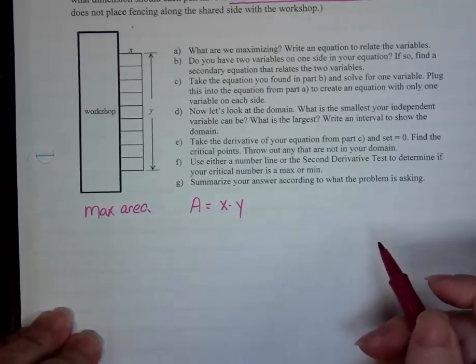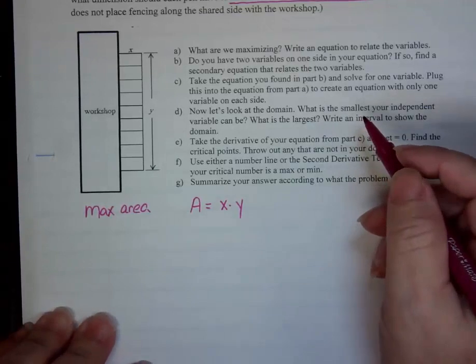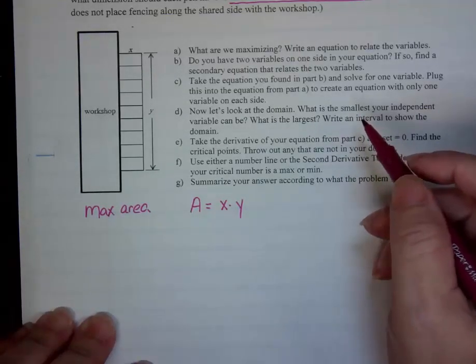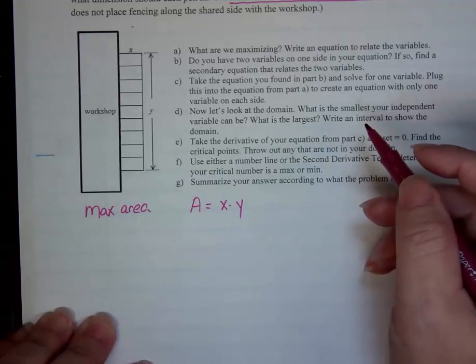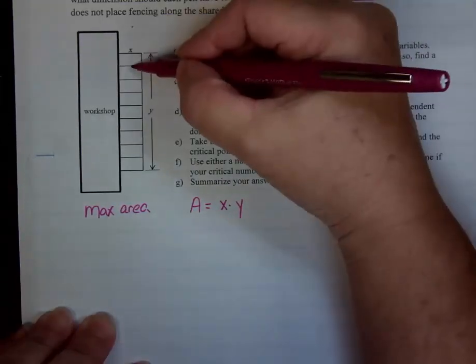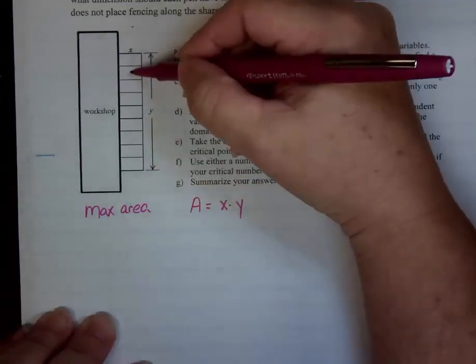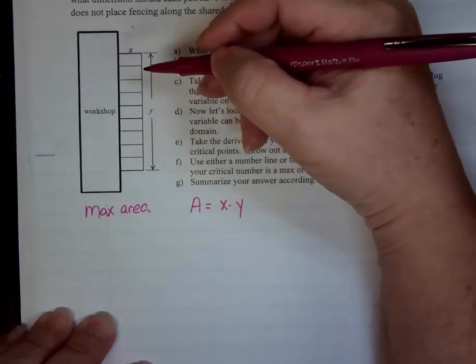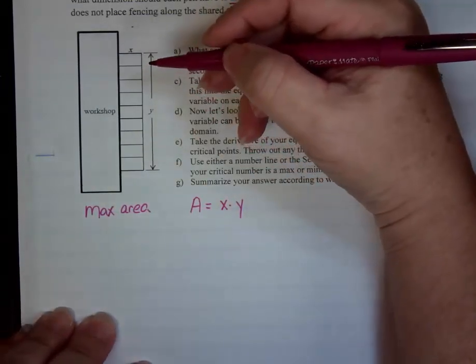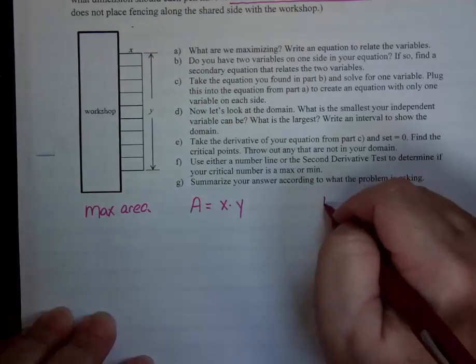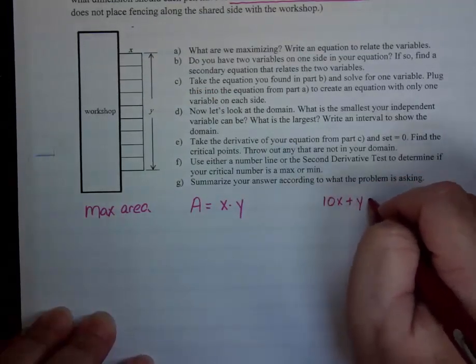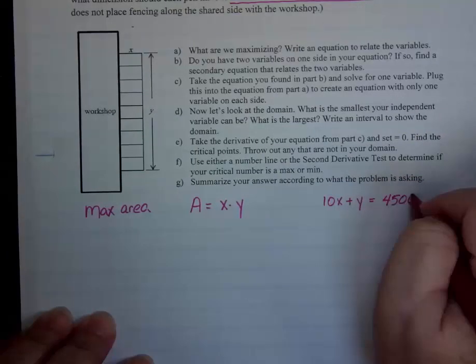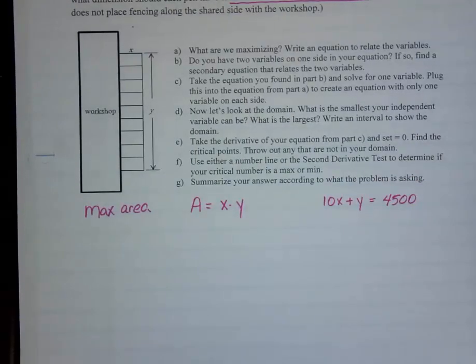Two X's and one Y. Okay, two X's and one Y, but there's X pieces in the middle too. We have to count those as well. Say it again, Angel. 10 X's and 1 Y. 10 X's and 1 Y make the 4,500 feet of fencing. Now, how did I know to use that? Well, there was a 4,500 in the problem I hadn't used yet, right?